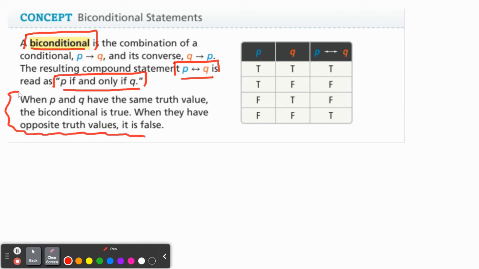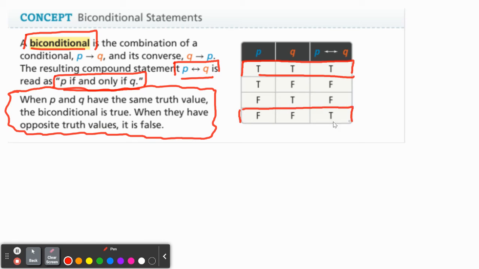Now, this is very important. When P and Q have the same truth value, the biconditional is true. So be aware of that. And again, it's this idea because they go both ways. Notice that when you go this way, that creates a false conditional. When you go this way, that creates a false converse. So you'll see that that's when those truth values don't help out. Okay, so again, these two rows are what we're looking at.